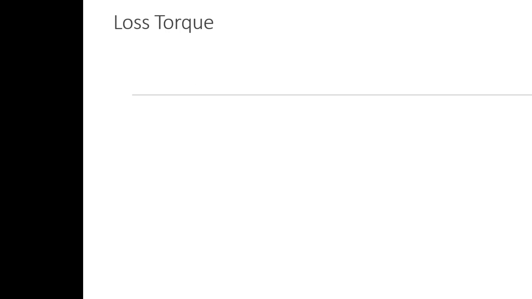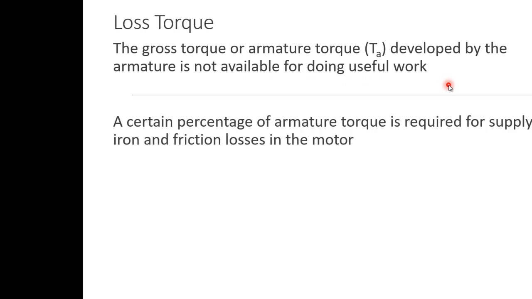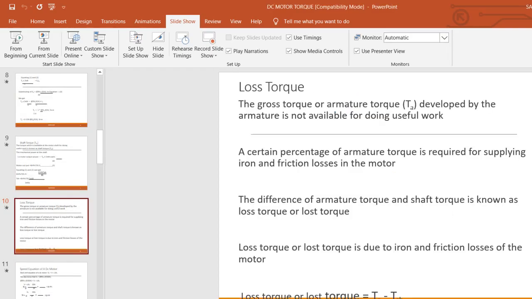So what is the torque loss? The gross torque or armature torque developed by the armature is not available for doing useful work at the shaft. A certain percentage of armature torque is required for supplying iron and frictional losses in the motor. So the difference of armature torque and shaft torque is known as the lost torque. The lost torque is due to iron and frictional losses of the motor.